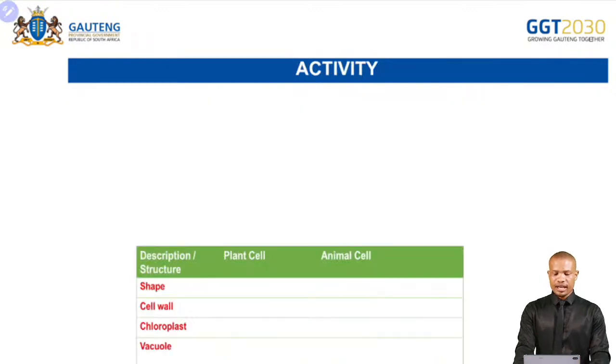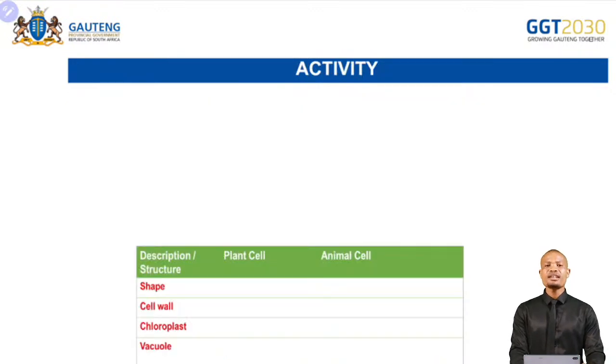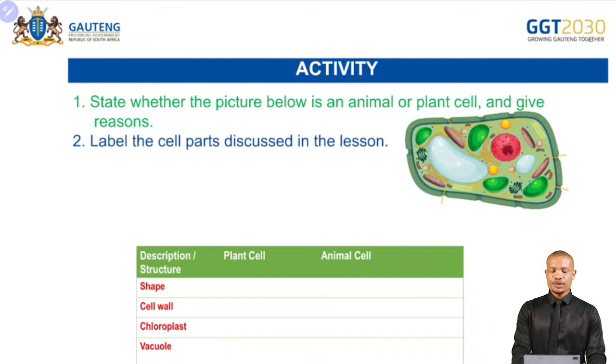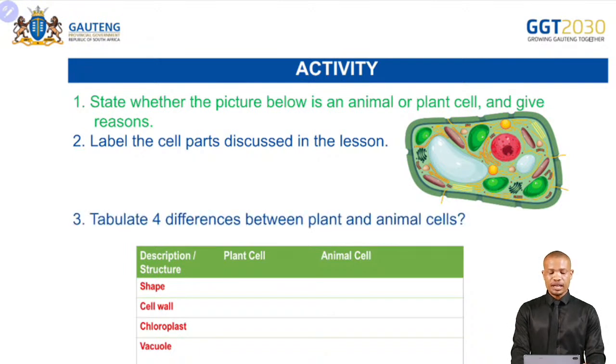Okay, let us continue. Right, so now let's do an activity. First question says, state whether the picture below is an animal or plant cell and give reasons. Number 2, label the cell parts discussed in the lesson. And last question, tabulate 4 differences between plant and animal cells. So you have 4 minutes to work on these 3 questions, and your time begins now.